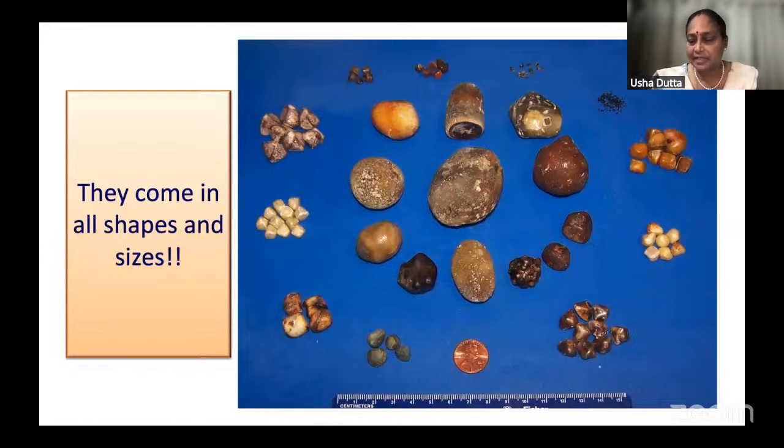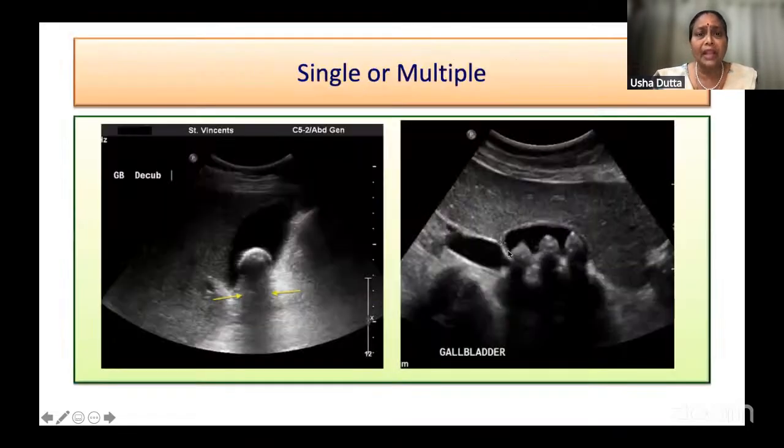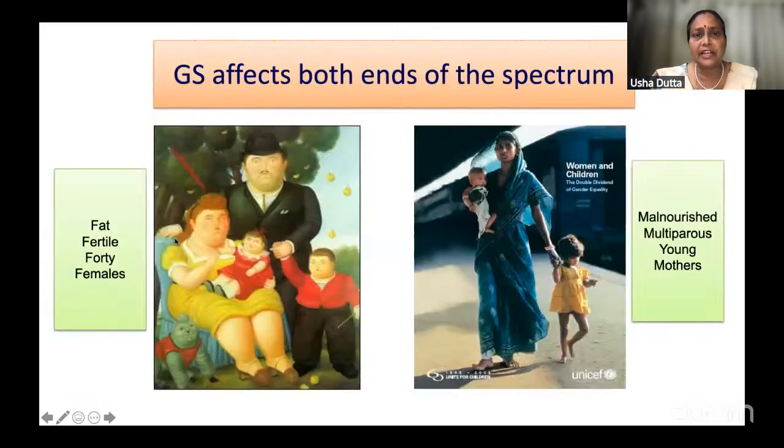Gallstones come in all shapes and sizes. All of you already know that. And they can have varying composition, from cholesterol stones, especially in North India, to pigment stones, especially in the southern part of India. And the color comes from white to jet black at the end of the spectrum. So we did an FTIR analysis and found that the color is a key indicator of the content of the stone also. It can be single or multiple stones. It affects both ends of the spectrum. It's not only the fat, fertile 40 females, it is also the young malnourished mothers who are having gallstones with them.